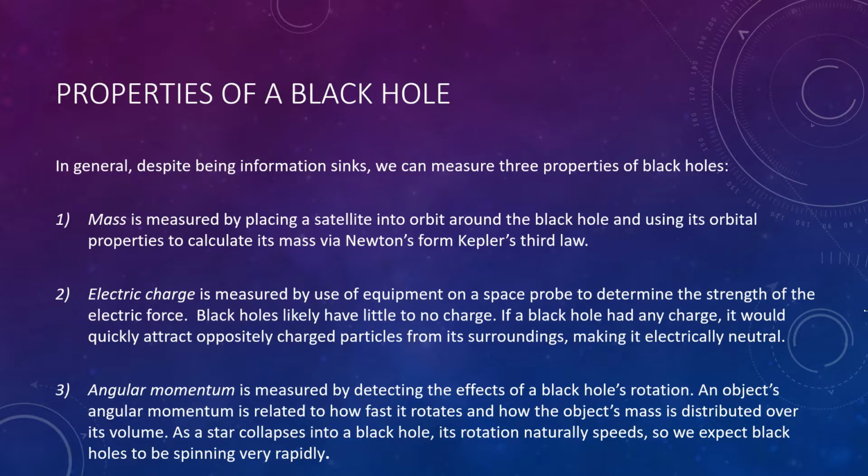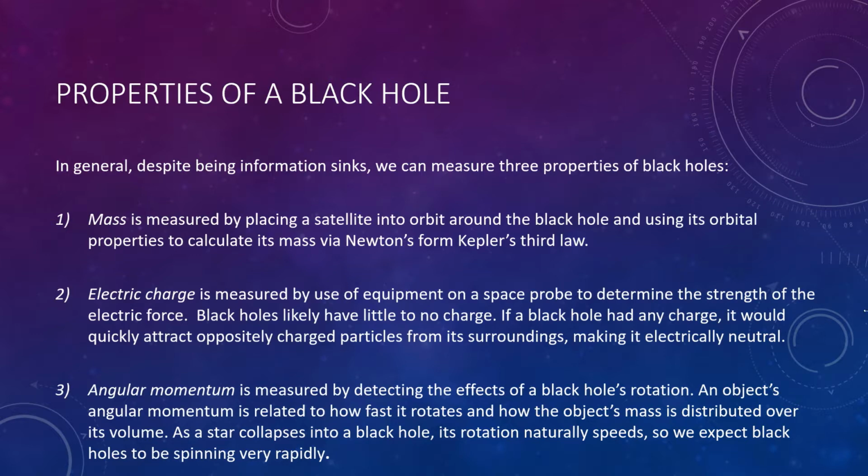Third, we can detect the effects of a black hole's rotation, that is, its angular momentum. An object's angular momentum is related to how fast it rotates and how the object's mass is distributed over its volume. Again, think about a figure skater with her arms out, and as she pulls her arms in, she moves more quickly.